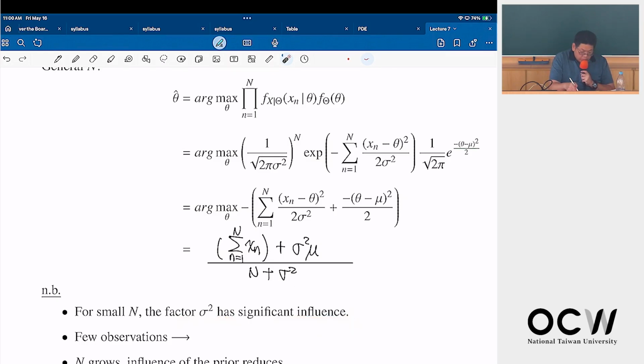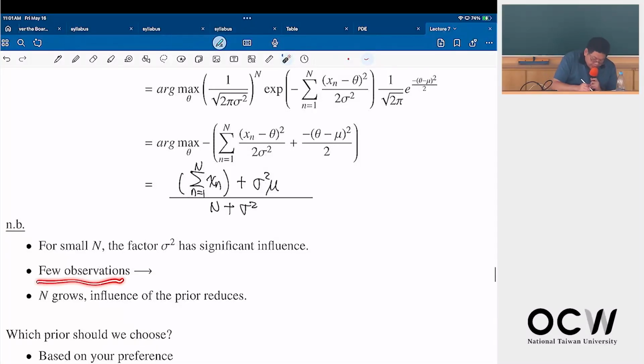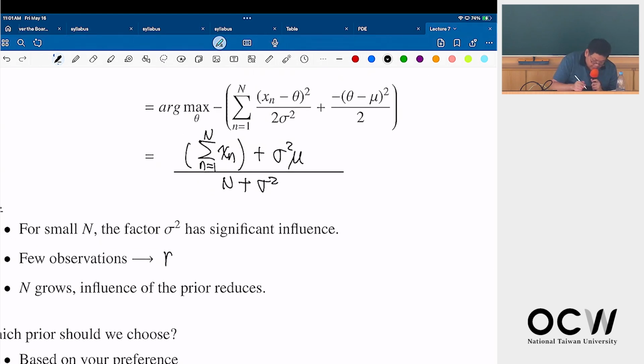What does that mean? If we have few observations, then we will probably rely on the prior. But if n is going up, then the influence of the prior may go down.